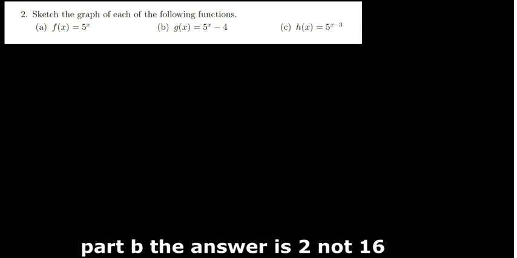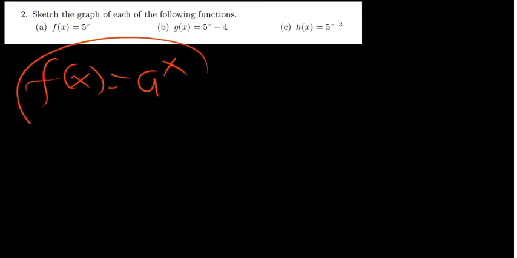So let's see how question 2 is. Question 2 is saying sketch the graph of each of the following functions. So this is what we call exponential. So how do we graph exponential? Exponential is in the form f of x equal to a to the power x. As you can see from the questions, we have to the power x. That is an exponential. So we have to know how to sketch an exponential.